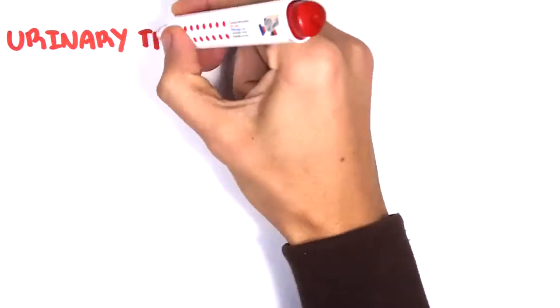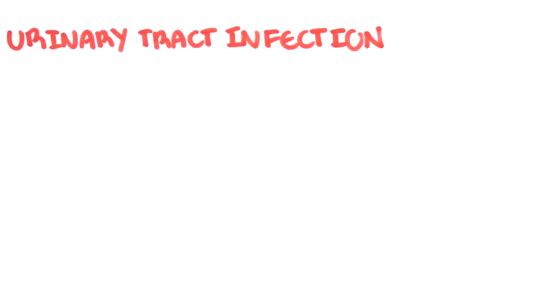Urinary tract infections, this is an overview and introduction. It is important to revise the anatomy of the urinary system, specifically the urinary tract. Let us begin by looking at the male.